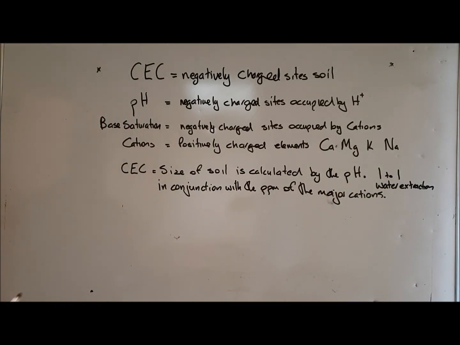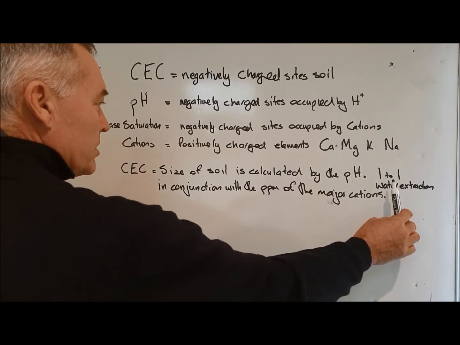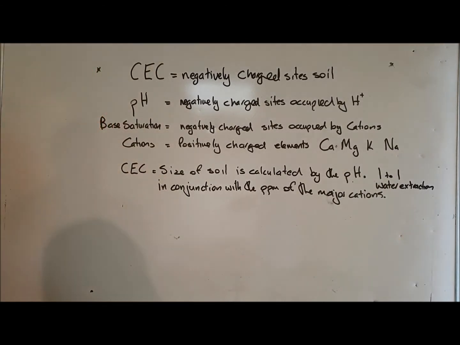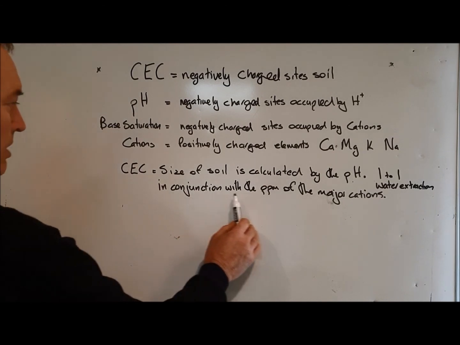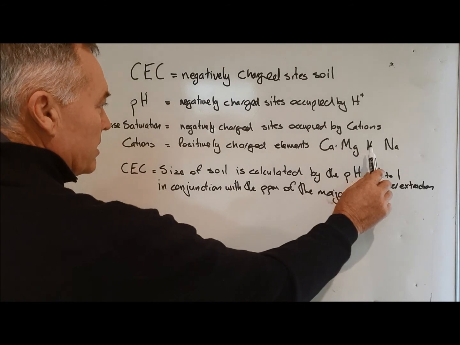So to get an accurate CEC, the size of your soil, you have to have an accurate pH test, and with Brookside Laboratories we're using a 1-to-1 water extraction, which keeps the calculations within much better defined parameters, and that is calculated in conjunction with the parts per million of the major cations, calcium, magnesium, potassium and sodium.